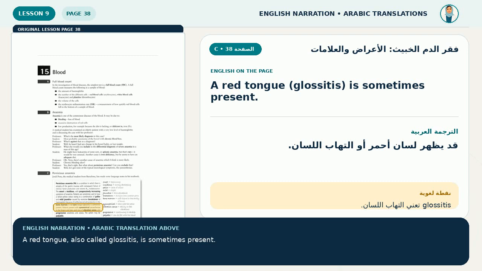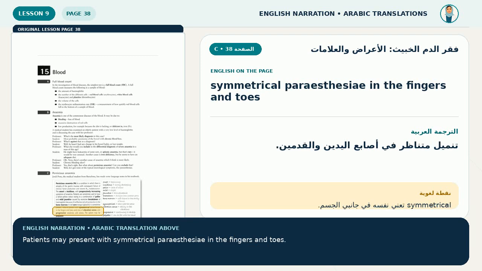A red tongue, also called glossitis, is sometimes present. Glossitis means inflammation of the tongue. Patients may present with symmetrical paresthesia in the fingers and toes. Symmetrical means the same on both sides of the body. Paresthesia are abnormal sensations, such as tingling or pins and needles.